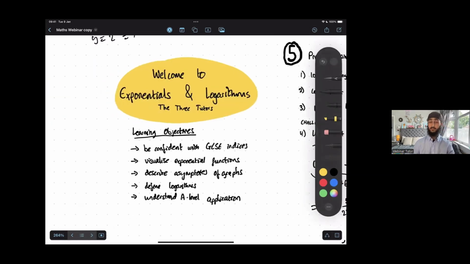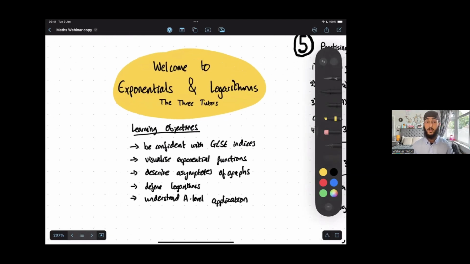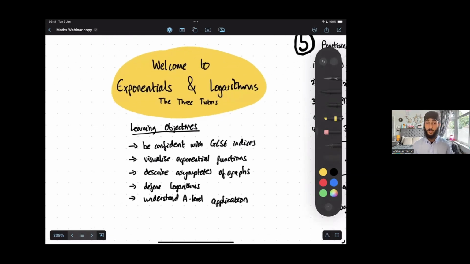So that is now the end of our maths webinar. Let's have a look at our learning objectives and see what we've learned. So we are now more confident with GCSE indices. We can visualize exponential functions and describe their asymptotes. We can also define what logarithms are and use them, and we know what's coming up in the A-level course.